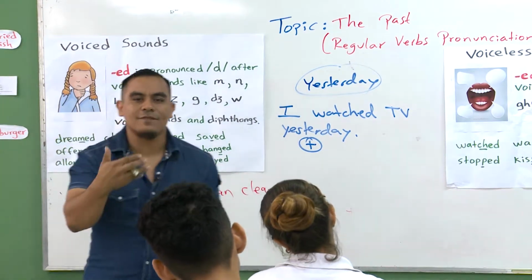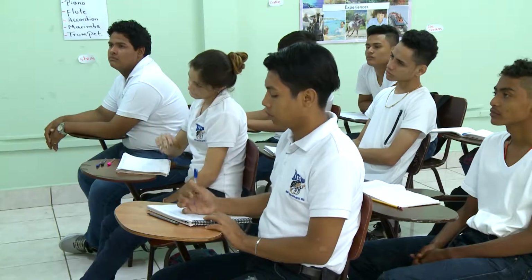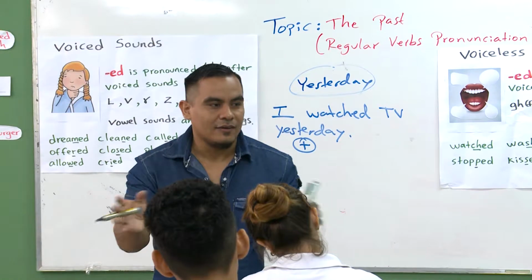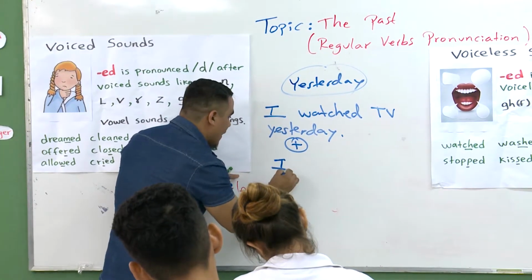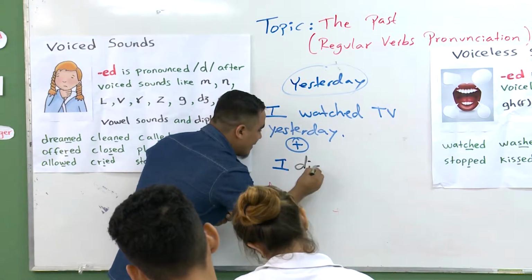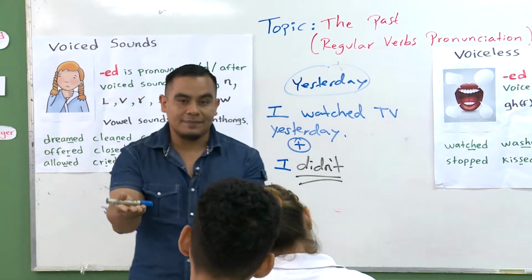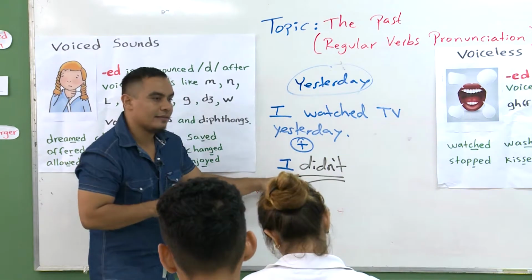What is the negative form for that sentence? The negative form, do you know it? No ideas? Okay, the negative form is, check it out, I didn't. When we want to make a negative sentence in English, in the past, we say didn't.